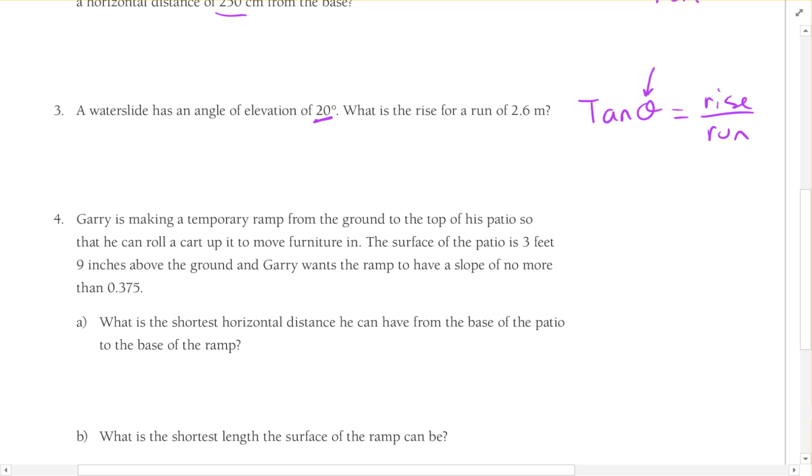You know how sometimes you had to use that tan^-1 thing? You don't need to do that for this. So just the normal tan button. So tan and then the angle, and then that's equal to rise over run. Okay, so I'll let you guys do that one now.